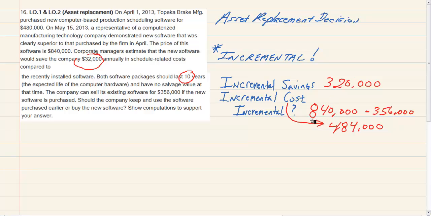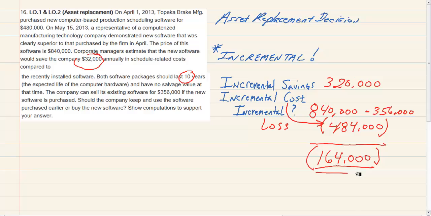So if we go the route of buying the new software, we'll save $320,000, but we'll end up spending $484,000. That is an incremental loss of $164,000. Now I don't know what kind of line of business you're in, but in my world we don't buy an asset just to lose $164,000 on the transaction. So in this case I would definitely say we should not proceed with the purchase of the new software, and we should just use the software we've already bought.